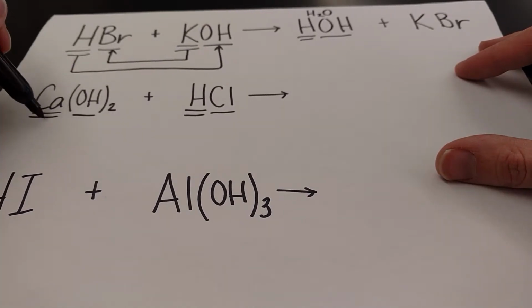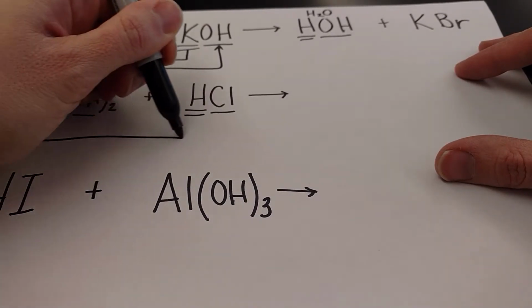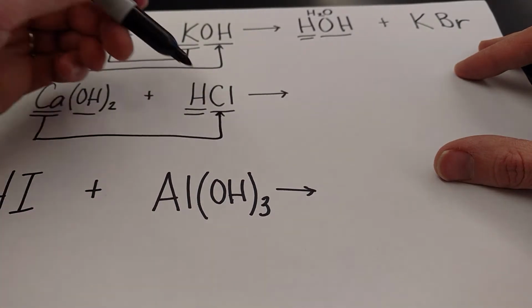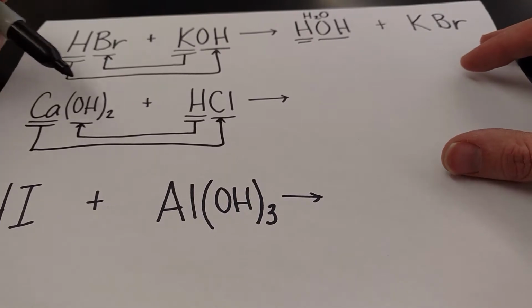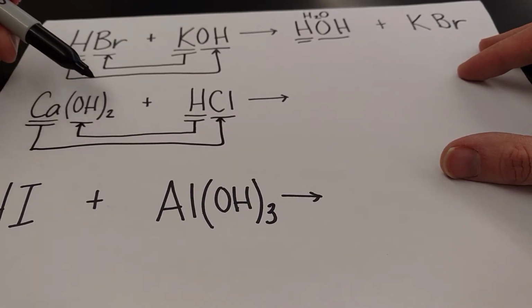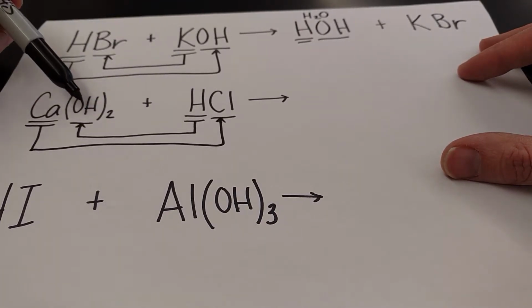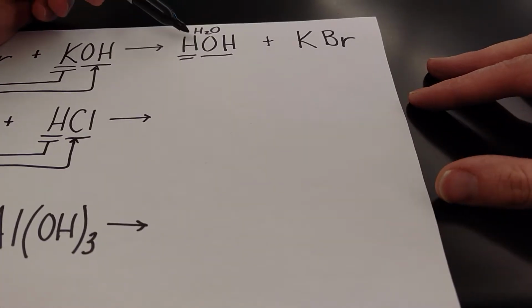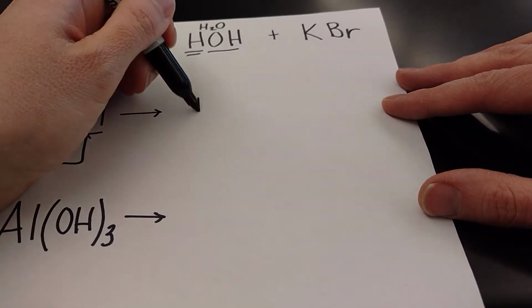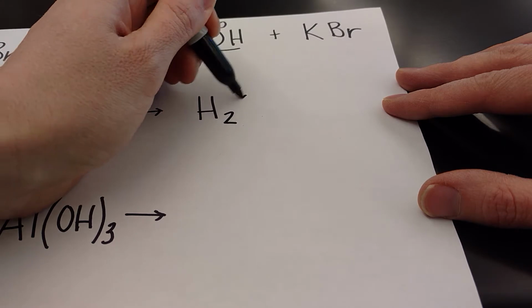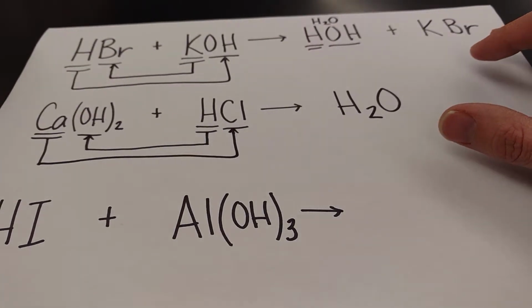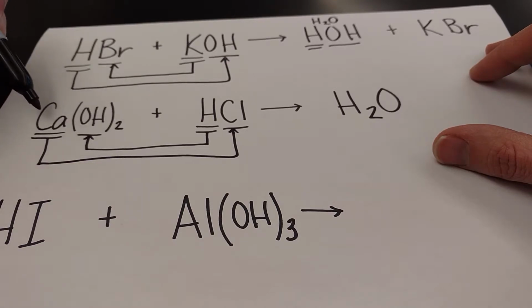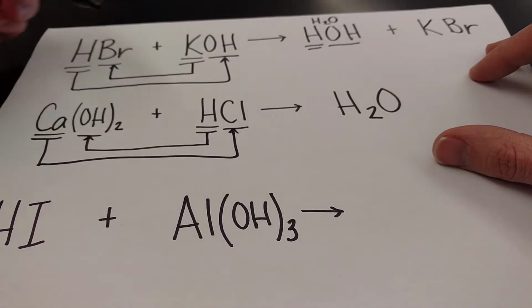Alright, so we're going to do our combination again. Cation with this anion, this cation with this anion. I want you to ignore this 2 for now, okay? Hydrogen and hydroxide are always going to get together, just like up here, to make water. So one of our products is automatically water when you have an acid-base reaction. The other product is a salt. So we're going to have calcium together with chloride.